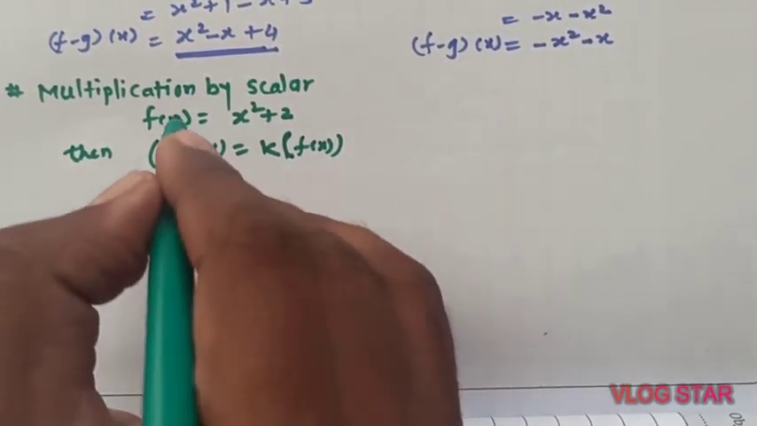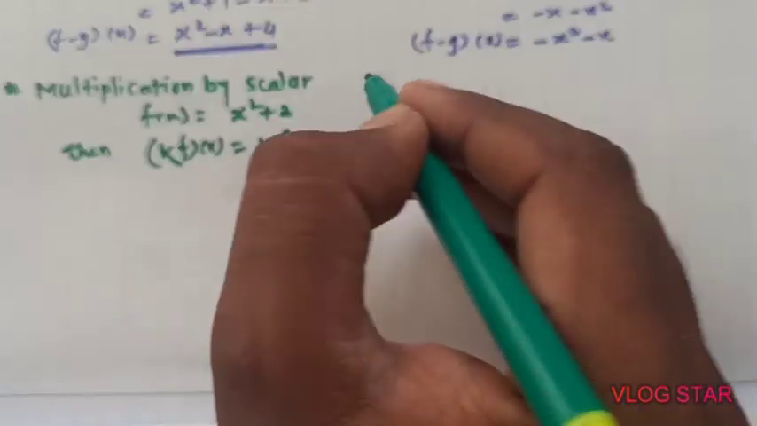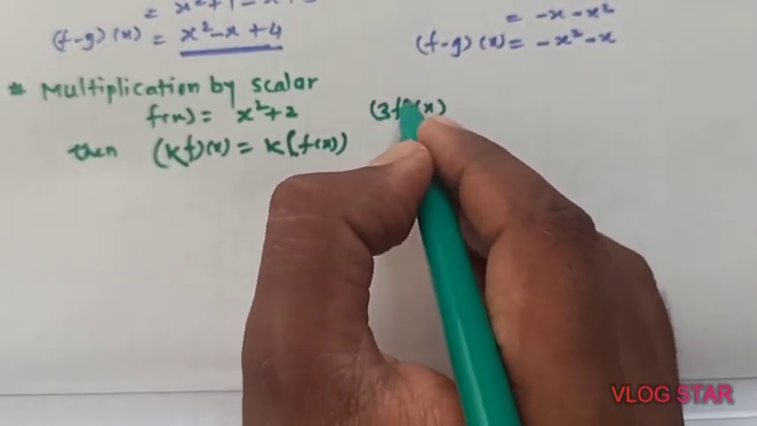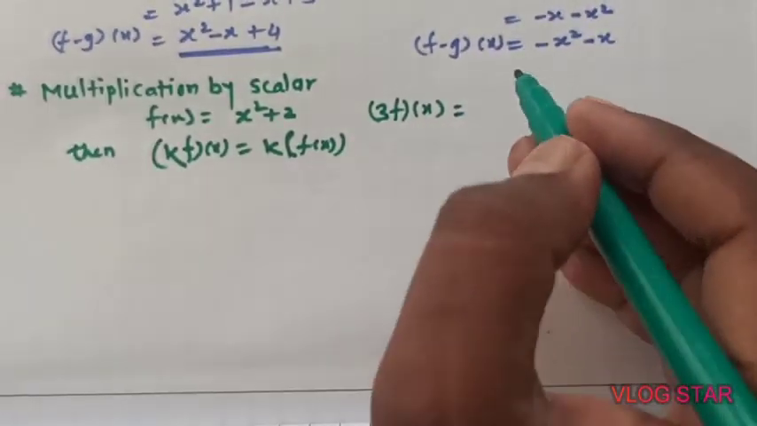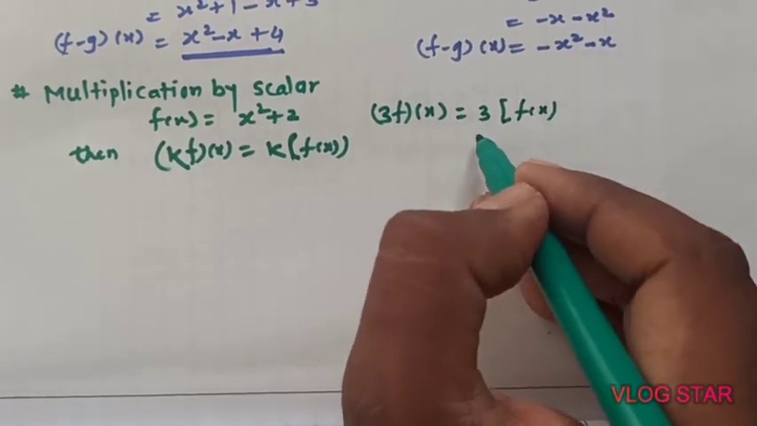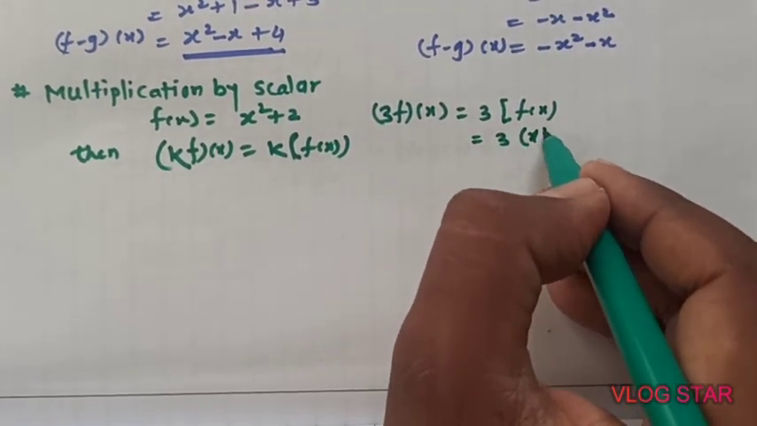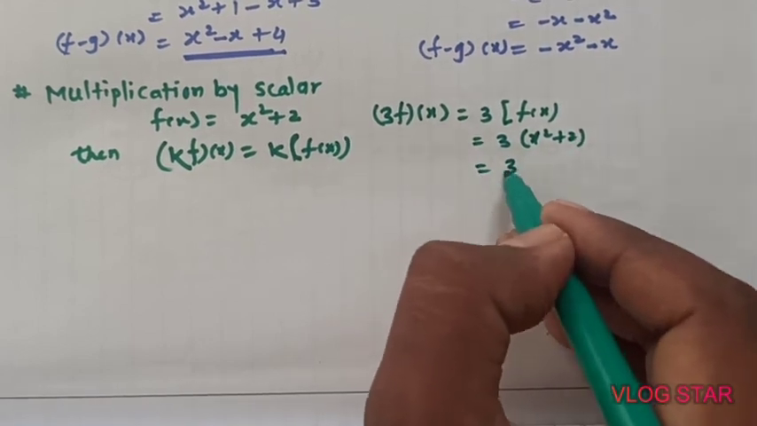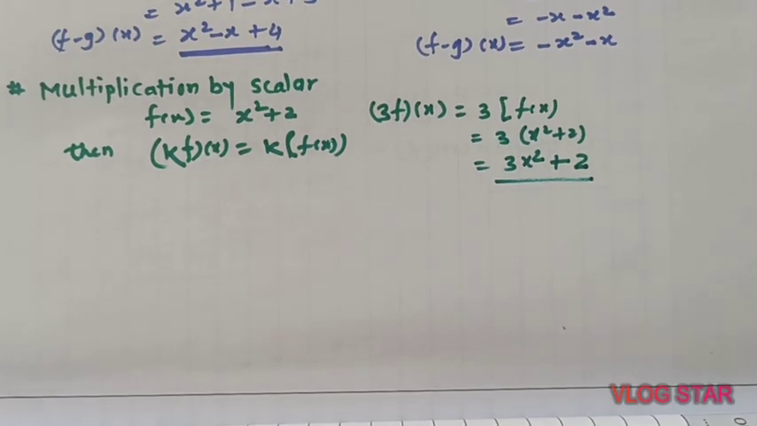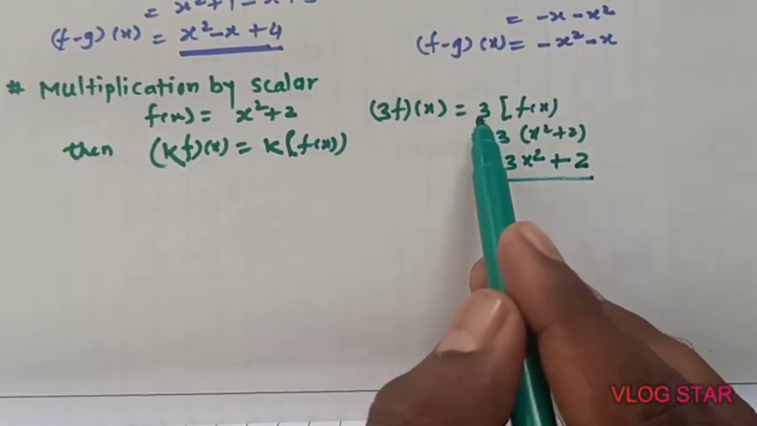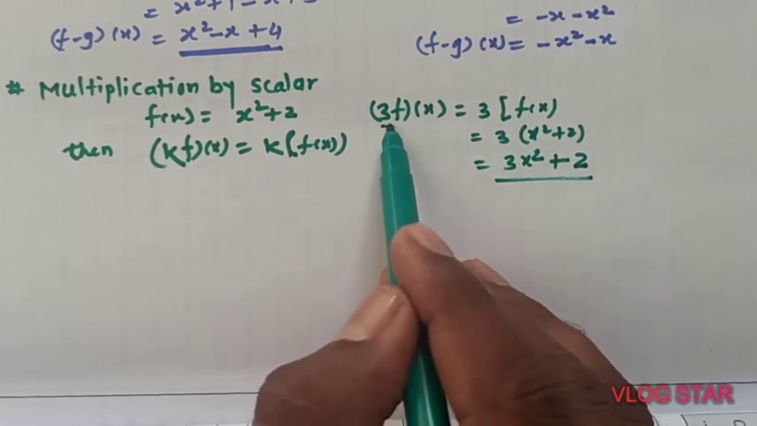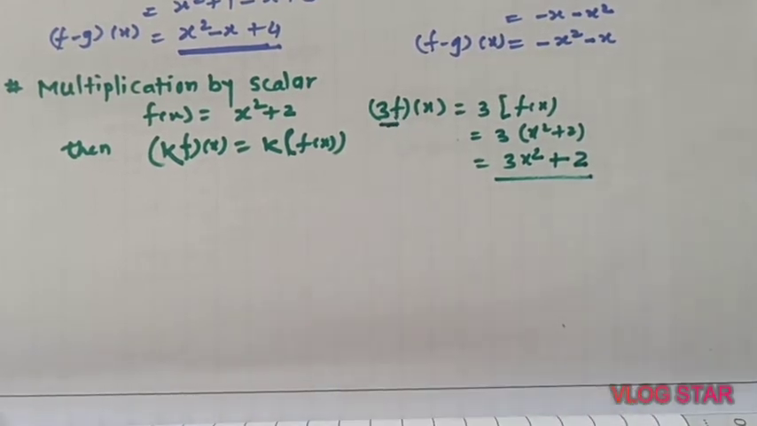For example, your f of x is x square plus 2, then 3f of x. 3f is a new function, and how do we get the image? It is the same as 3 times f of x. So 3 times the given function x square plus 2, that is 3 times x square plus 2. So this is a function which is a scalar multiple, meaning the given function is multiplied by 3, so 3f is again a function which is a multiple of f.